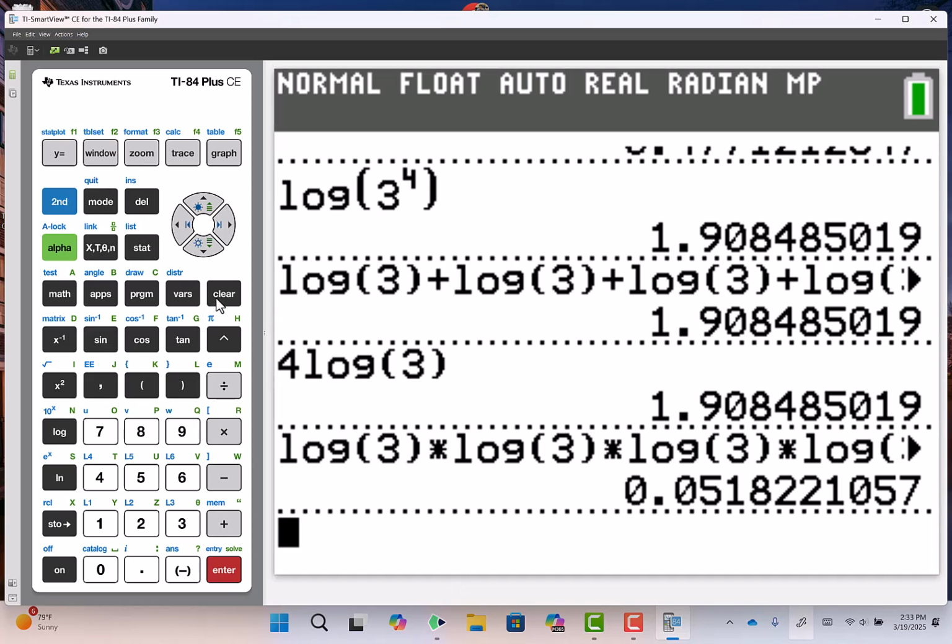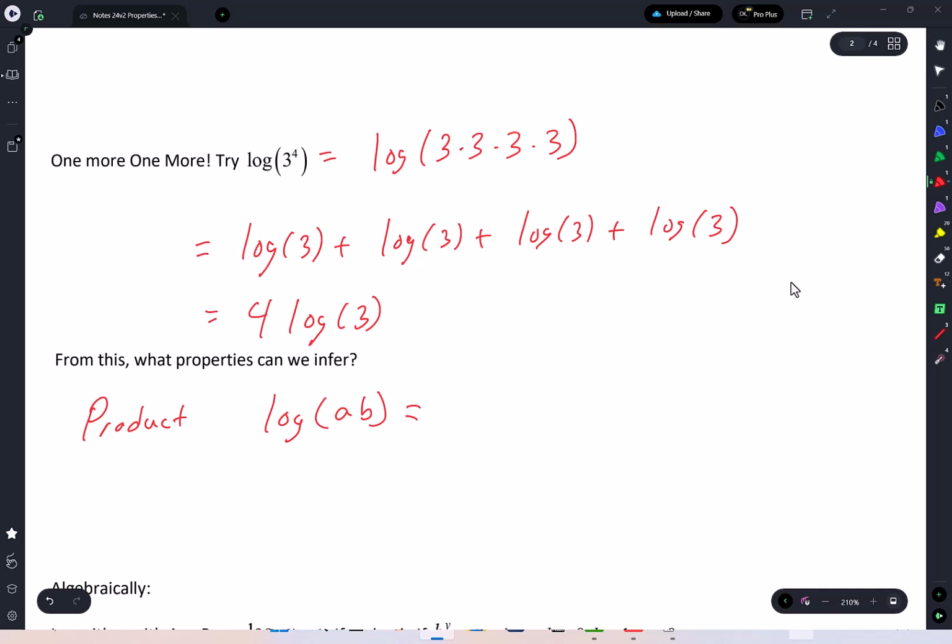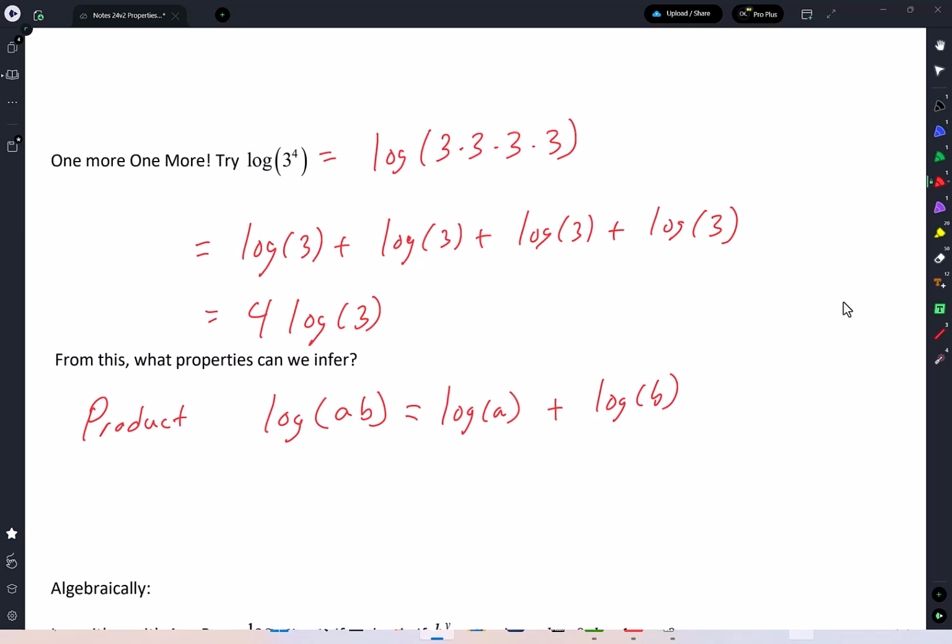Okay, all right. So let's see what we can infer now, guys. If we have a product, log of A times B, this is the same thing as writing log A plus log B. If you have a quotient, log of A over B, as long as B is not 0, that's the same thing as log A minus log B. And then what about this one?